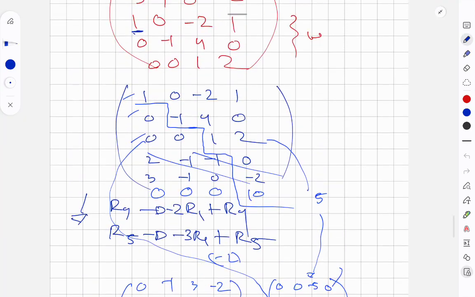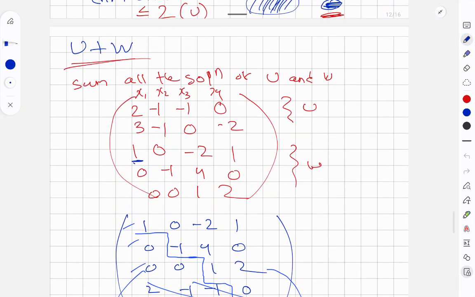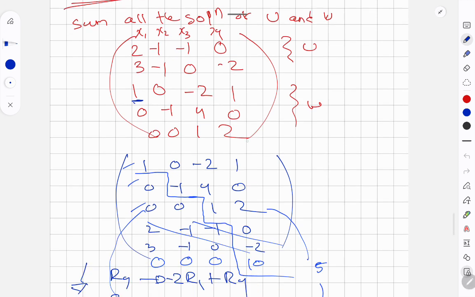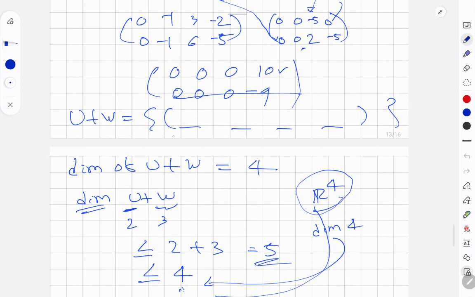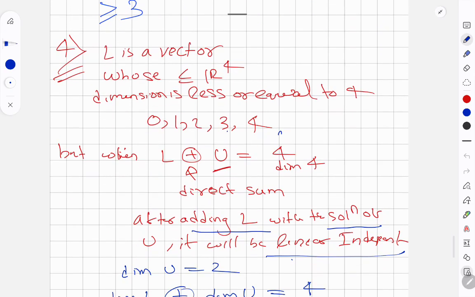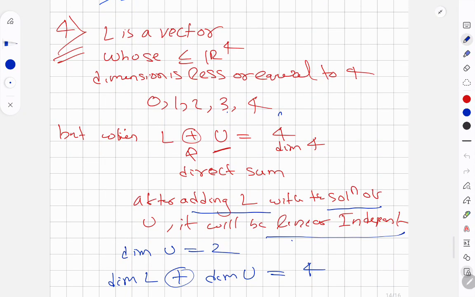You just put the basis of U, put the basis of W, and eliminate the linearly dependent ones. You will get 0 0 0 0 rows. So if you eliminate them, finally you will get 4, so the dimension will be 4. You will see the video. And also for question number 4 you have to go through the video.